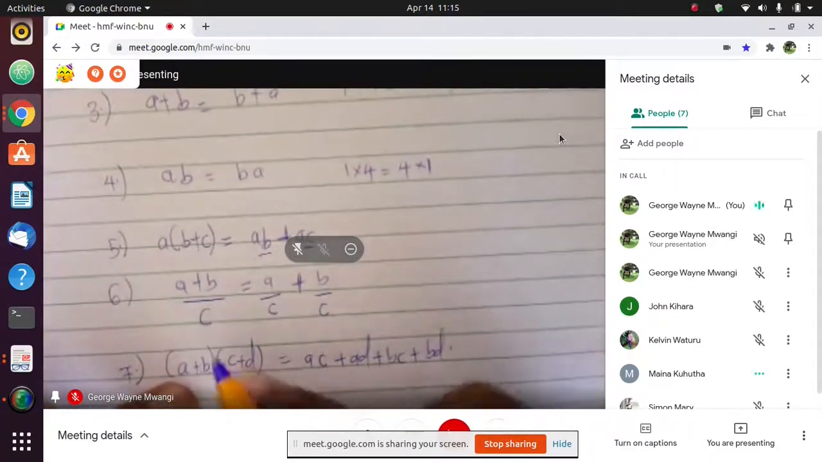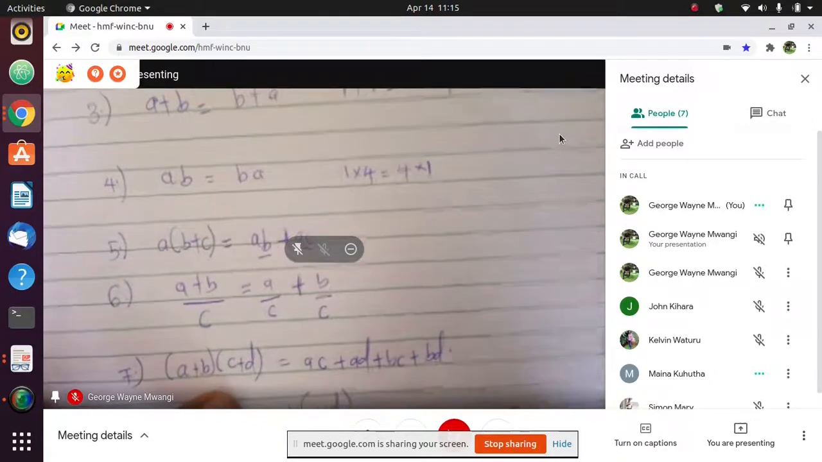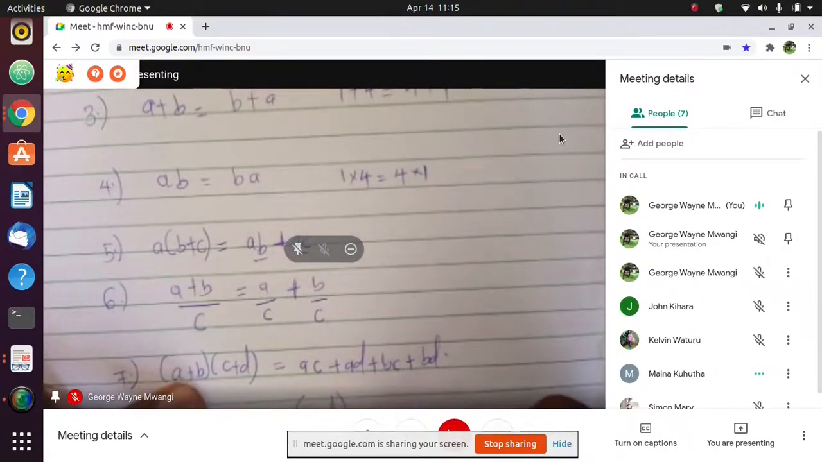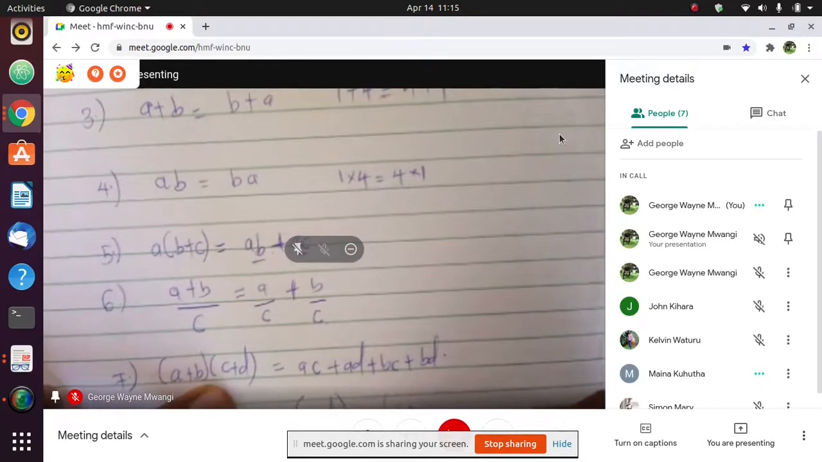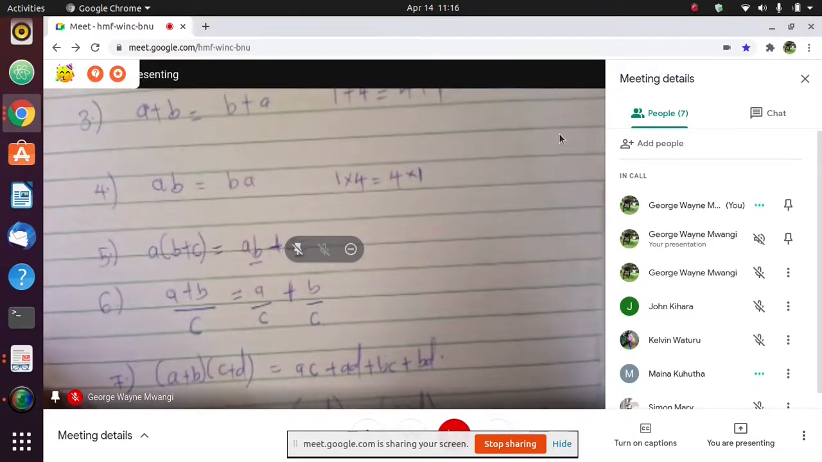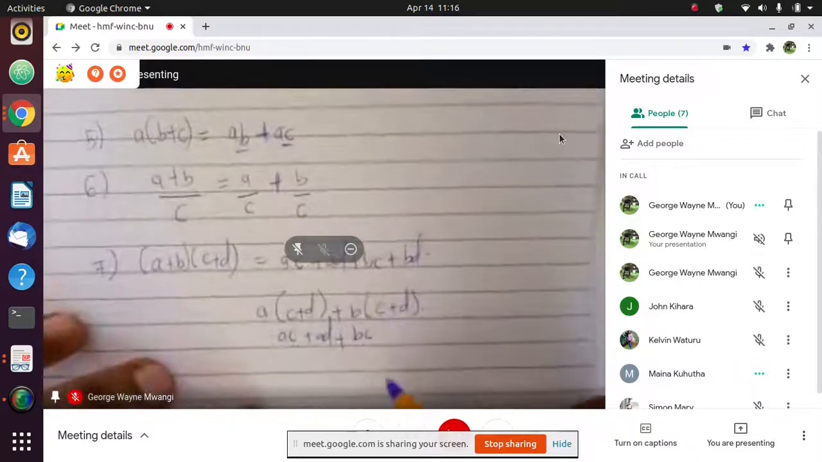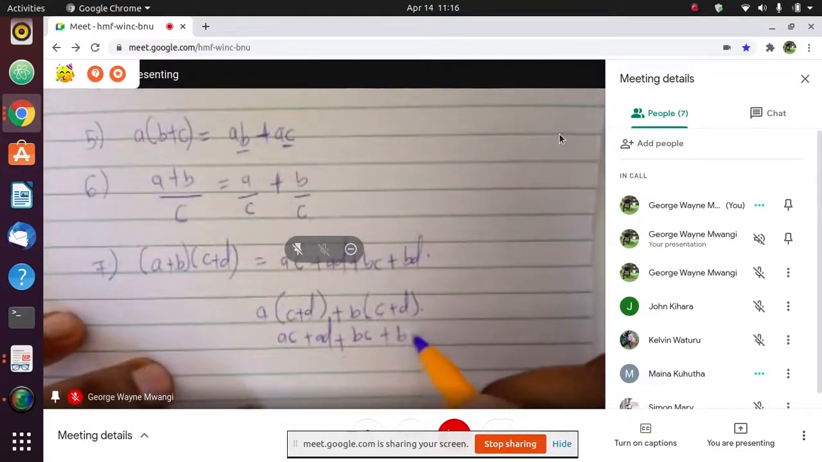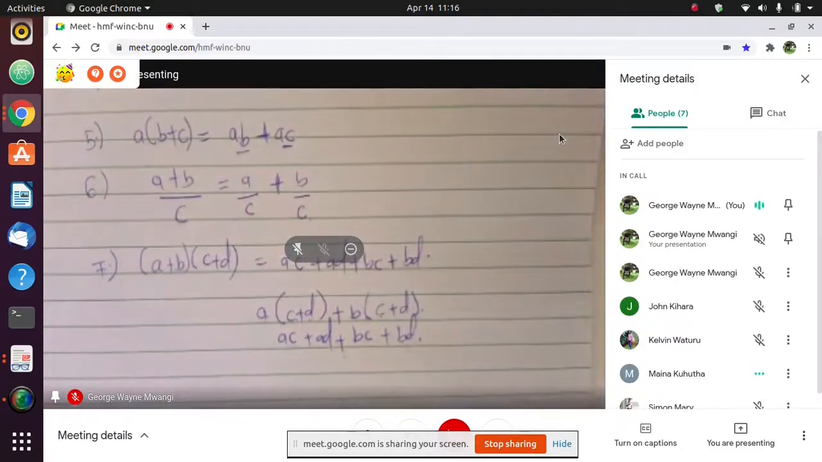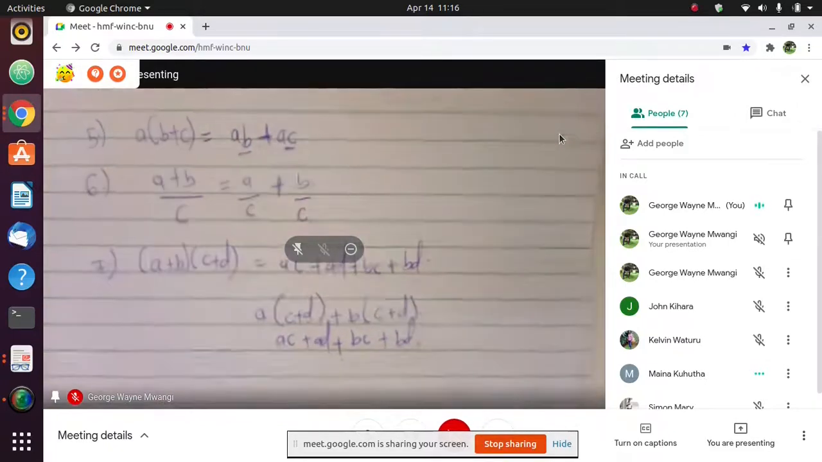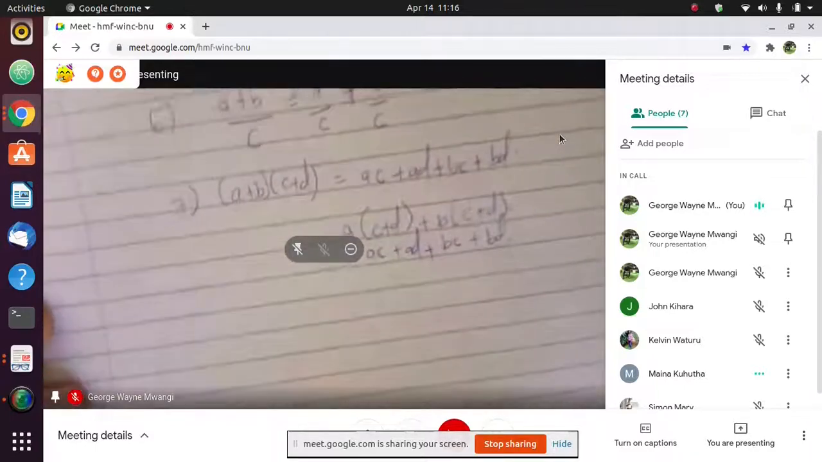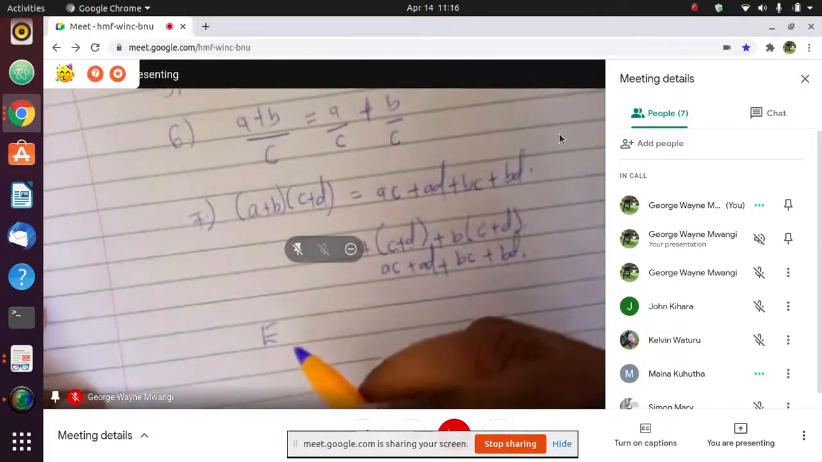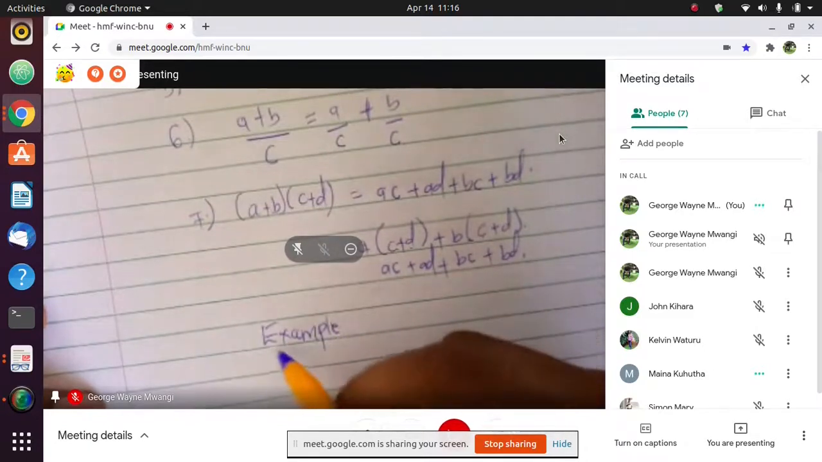We take, for example here, a, we start with a, we multiply by this bracket c plus d, and this other value here, b, you multiply by c plus d, so that you can get a times c is ac, plus a times d, which is ad, plus b times c, which is bc, plus b times d, which is bd. Those are the common laws that we will find in algebra. Now let us do an example so that we can see how we apply these mathematical laws.